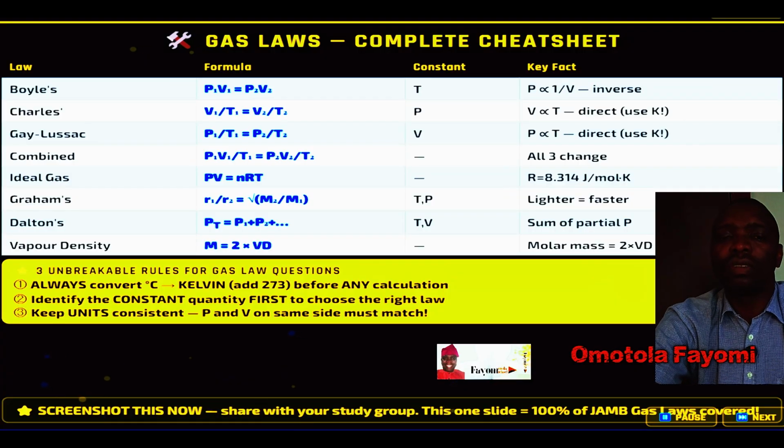Rule 1: always convert Celsius to Kelvin by adding 273, no exception ever. Rule 2: identify what is constant to choose the right law. Rule 3: keep all units consistent throughout. Follow these 3 rules and you will get every gas law question correctly.